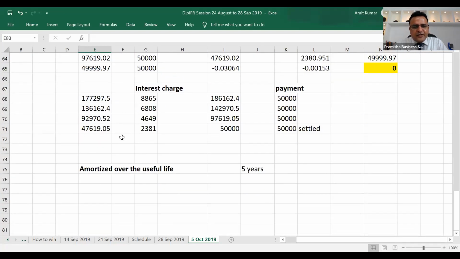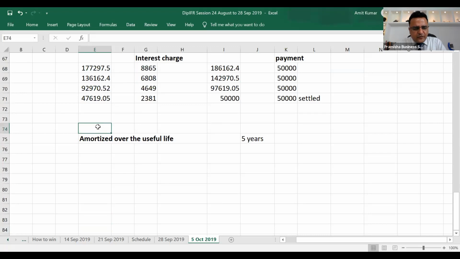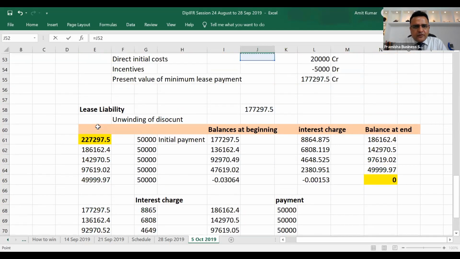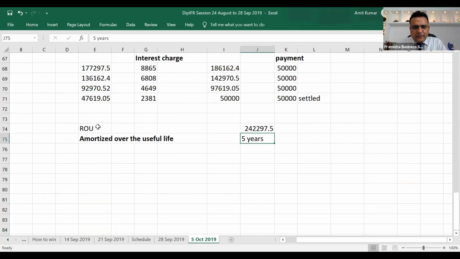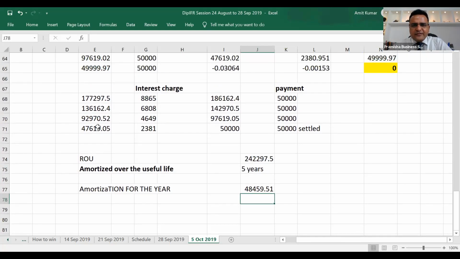On the asset side, we'll simply amortize this asset, which is valued as the right of use asset, valued at 240 to 297. Year end amortization for the year will be charged at the rate of 242 by 5. This is how we'll be treating right of use on the asset side and the lease liability on the credit side. Any doubt in this?